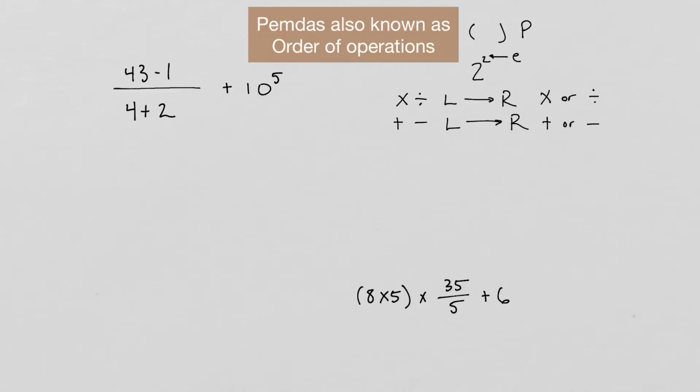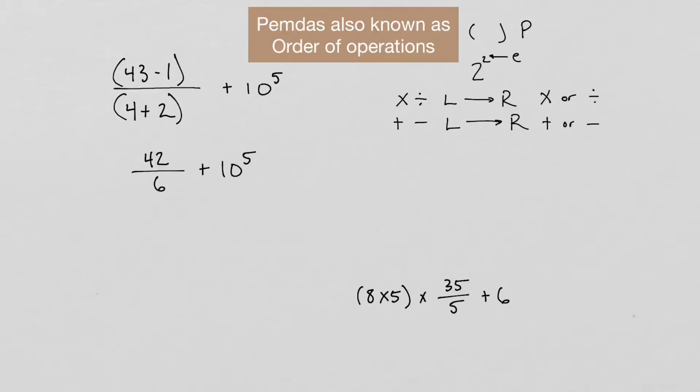Okay, so let's say we have something like this. You see what we call the fraction bar. If you see a fraction bar, what you want to do is put whatever's on top and bottom in parentheses, and then go from there. So 43 minus 1 gives us 42. And 4 plus 2 gives us 6, plus 10 to the 5th power.